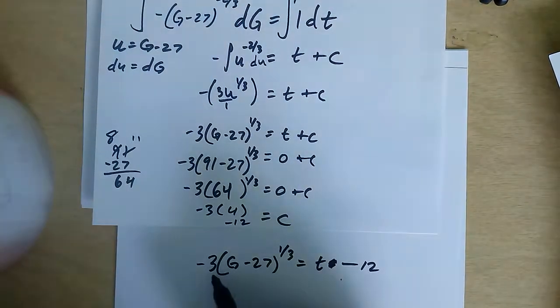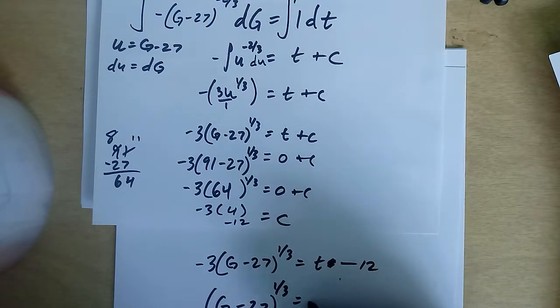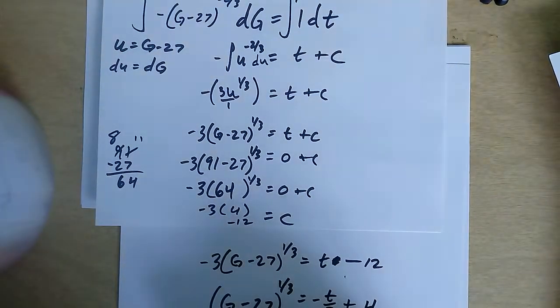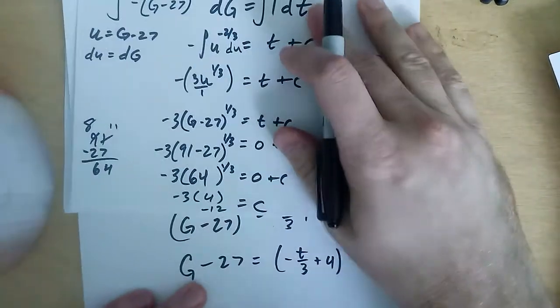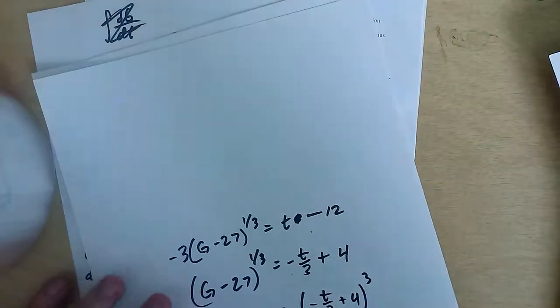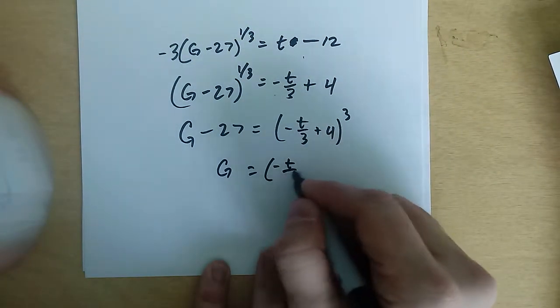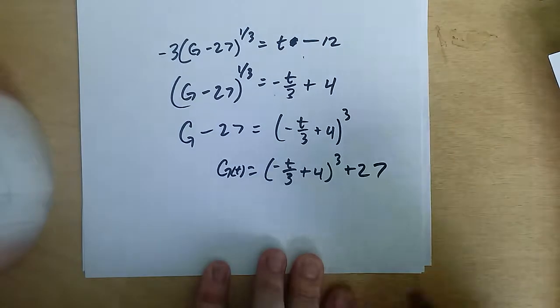So I'll multiply both sides by negative, I will divide both sides by negative 3. I'll get (g minus 27) to the 1/3 is equal to negative t over 3 plus 4. And then I will cube both sides and get g minus 27 is equal to (negative t over 3 plus 4) cubed. And, oop, lost the page a little bit, sorry. And then we'll add the 27 to both sides and get g is equal to (negative t over 3 plus 4) cubed plus 27. So we can say g of t is equal to that.